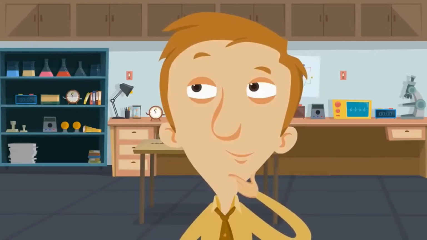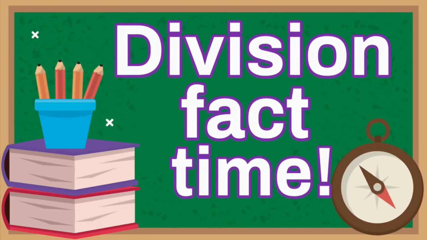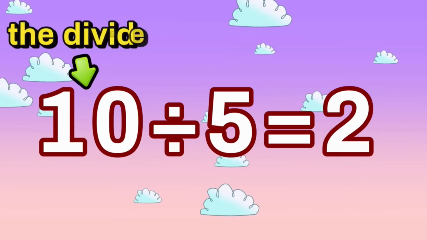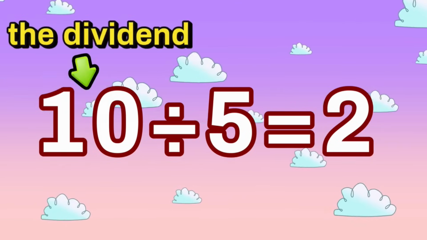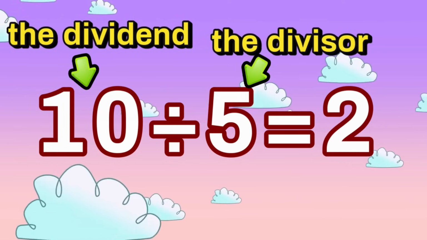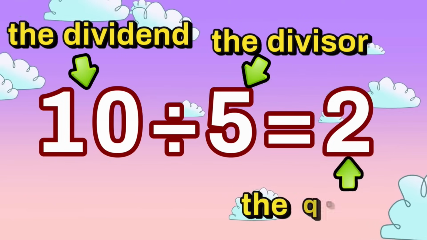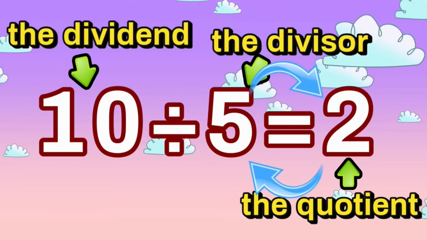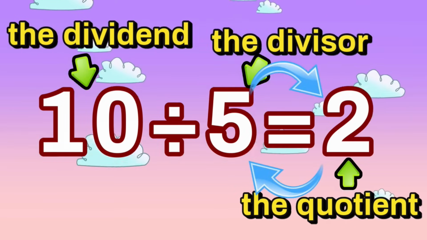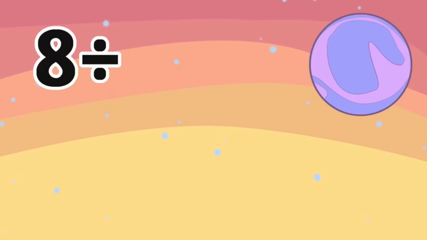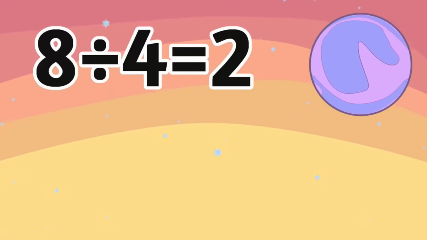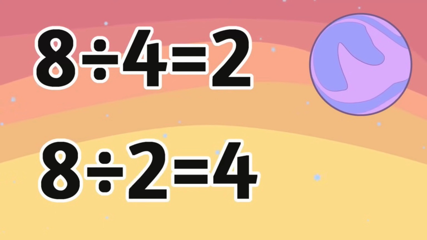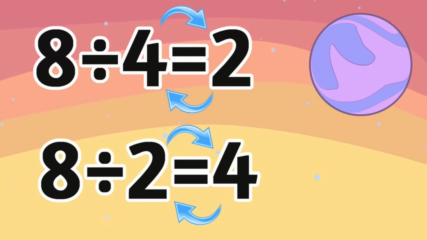Hey, I think it's time for a division fact. It's division fact time! When you have a division problem, the total number is called the dividend. The number of groups you are splitting it up into is called the divisor. And the answer, as we've already talked about, is called the quotient. Now, a cool thing about division is you can switch the divisor and the quotient, and the division problem remains true. For example, 8 divided by 4 equals 2, but also 8 divided by 2 equals 4. Interesting. The divisor and the quotient can be switched, and the division problem remains true.